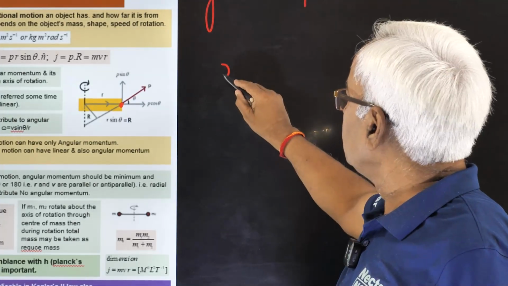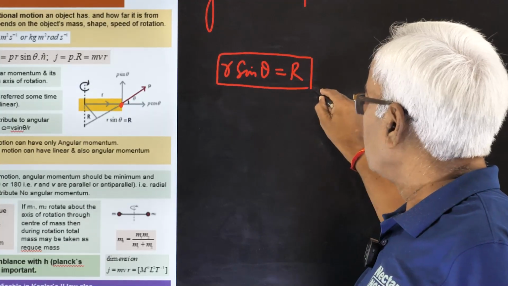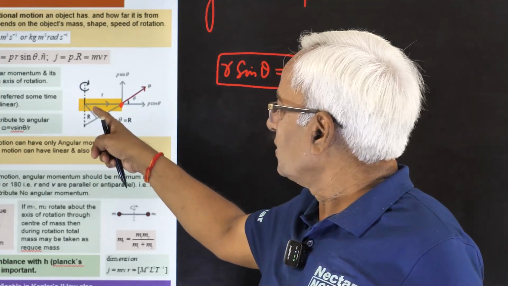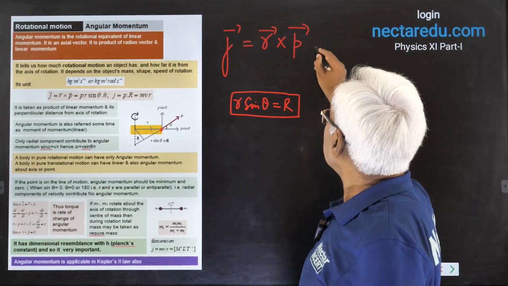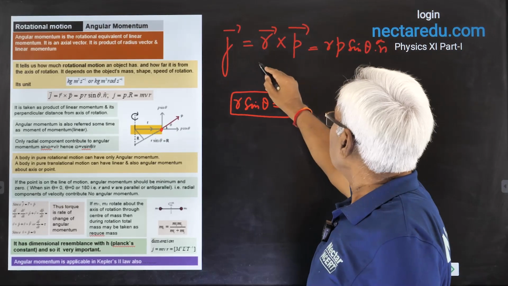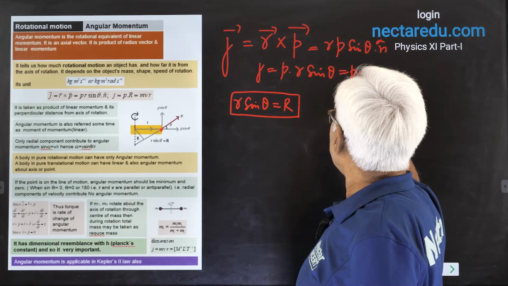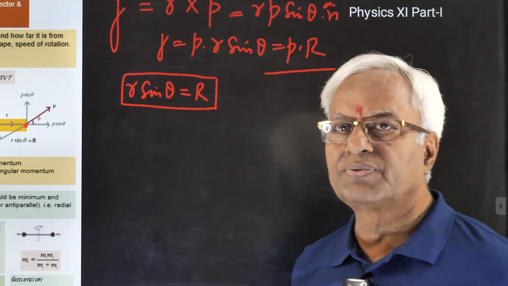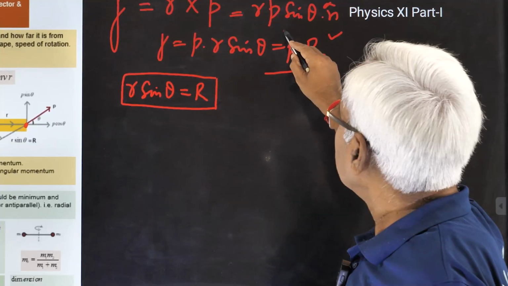This R sine theta is equal to capital R. What is capital R? That is the perpendicular distance of the axis of rotation from the momentum vector. If you simplify in the form of a vector product, you might say this is equal to P R sine theta, that is P into R. What is that? This is the product of perpendicular distance and momentum.